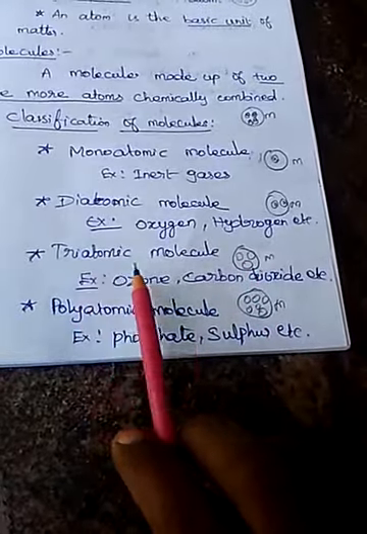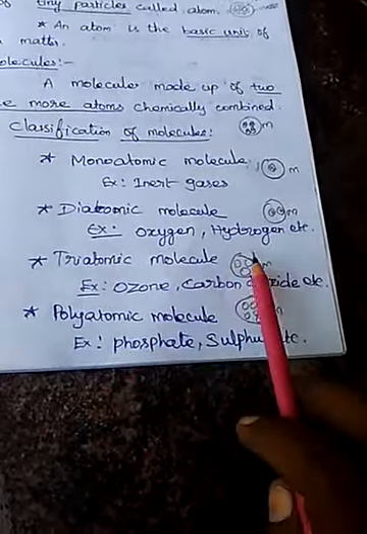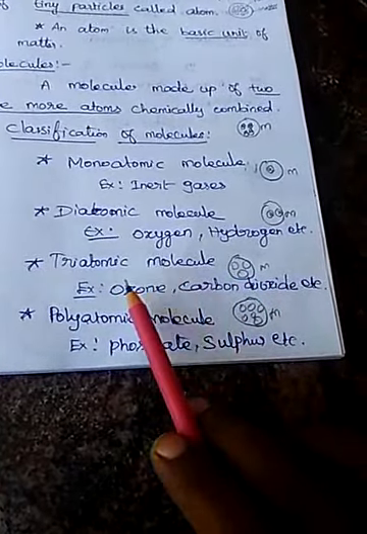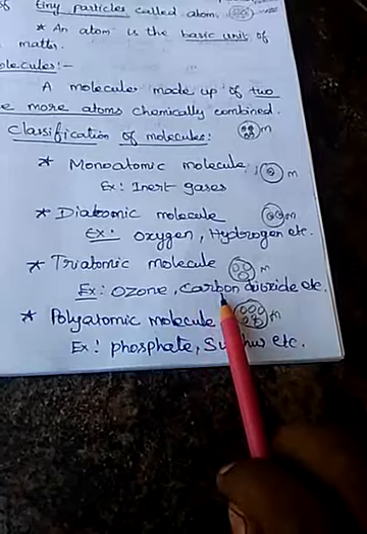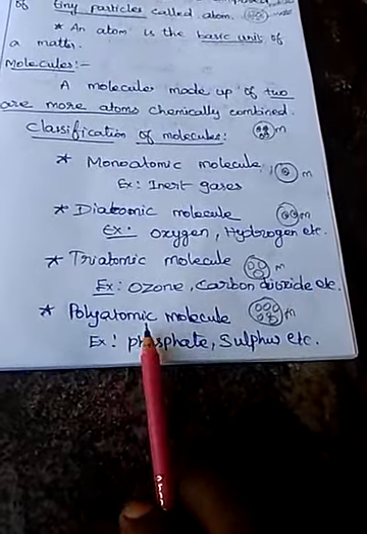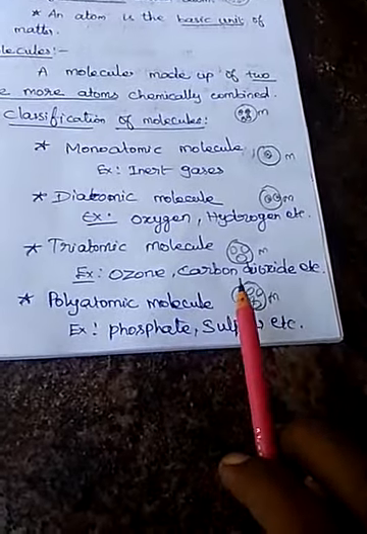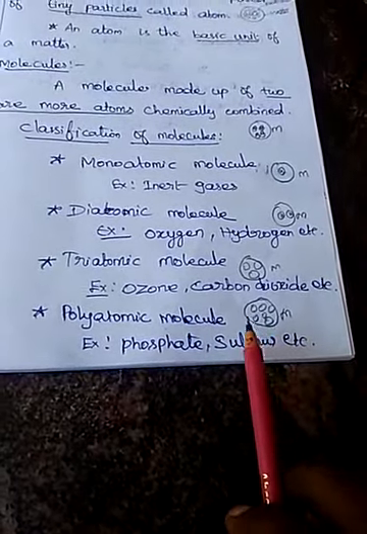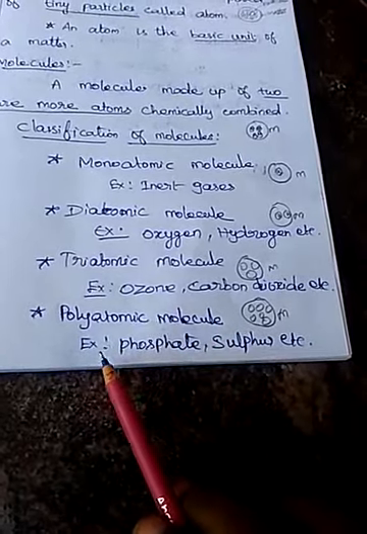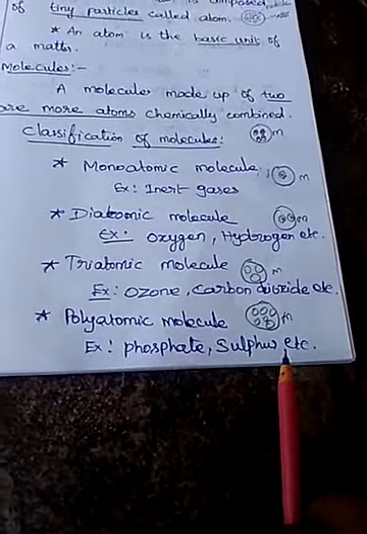Then a triatomic molecule. A molecule that contains 3 atoms is called a triatomic molecule. Example, ozone, carbon dioxide, etc. Then finally, polyatomic molecule. A molecule that contains more than 3 atoms is called a polyatomic molecule. Example, phosphorus, sulfur, etc.